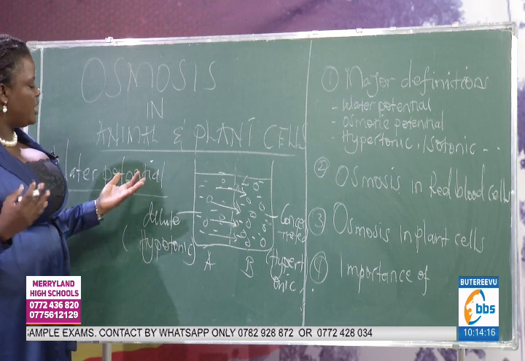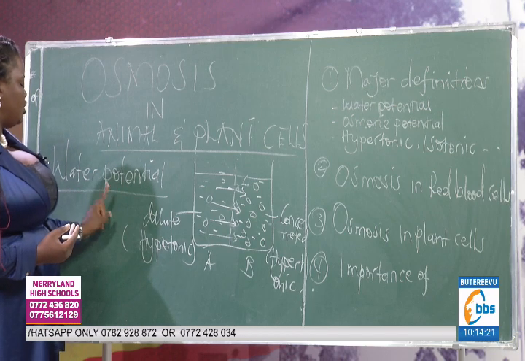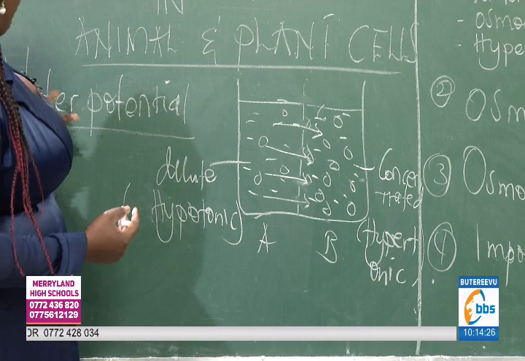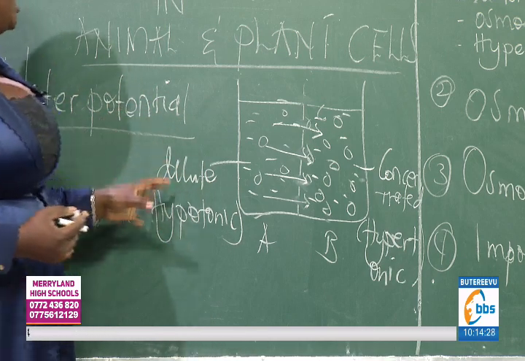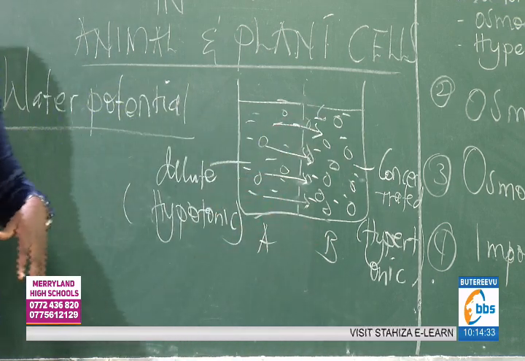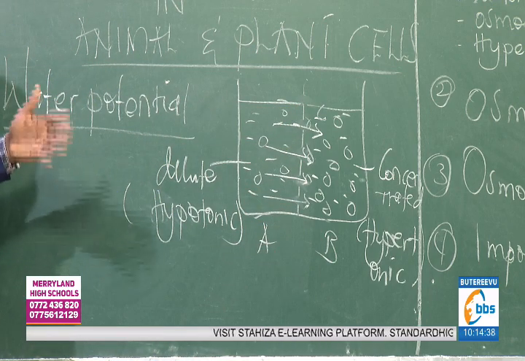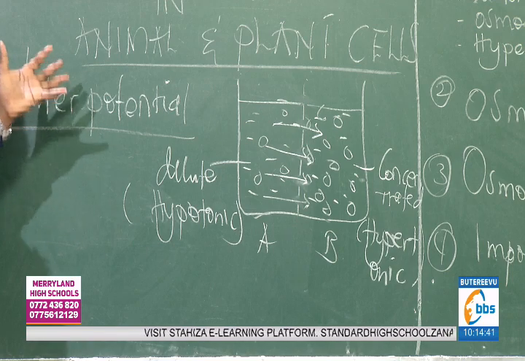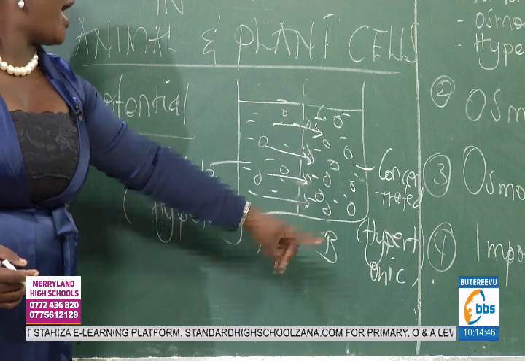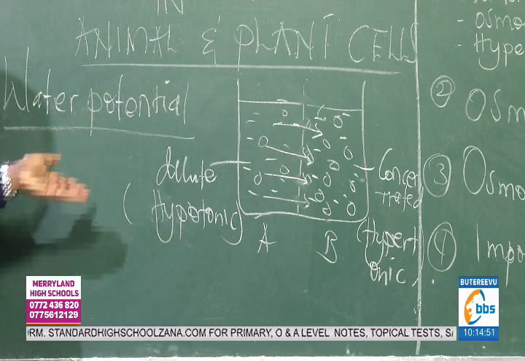And if we could reminisce on the definition of osmosis, we can define it in terms of water potential, in terms of hypotonic, in terms of water. Osmosis is the movement of water molecules from a region of high water potential to a region of low water potential across a semi-permeable membrane. That's a definition. The next definition could be: osmosis is the movement of water molecules from a hypotonic solution to a hypertonic solution across a semi-permeable membrane. That is the second definition.